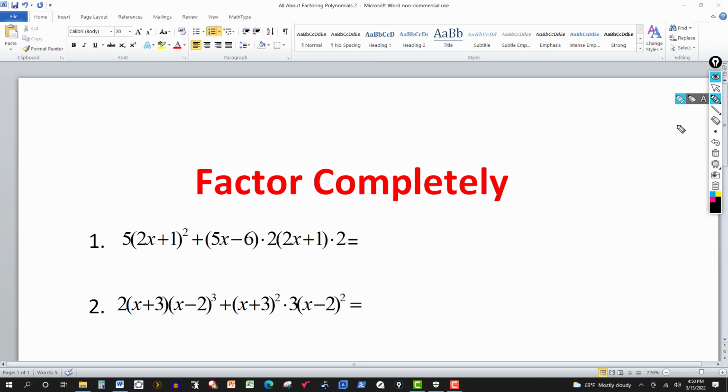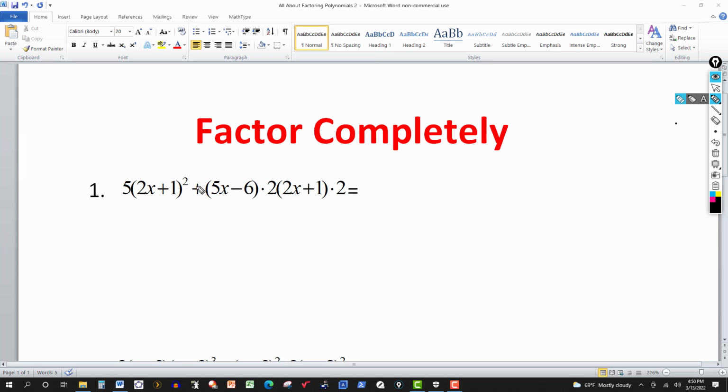Okay, let's look at the first one here. So notice we have a plus here. Even though here we have a product, it's not completely factored out because we have a plus here. So we have to look at this as a whole expression, and we're going to use kind of grouping. We're going to group this one and this one together. So what do we have in common here? Well, we have a 2x plus 1 here and a 2x plus 1 here. This is to the second power and this is to the first power. So we can factor out a factor of 2x plus 1.